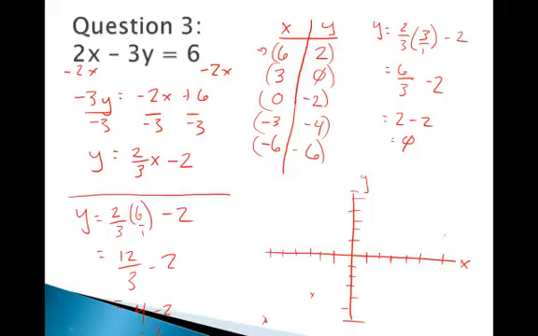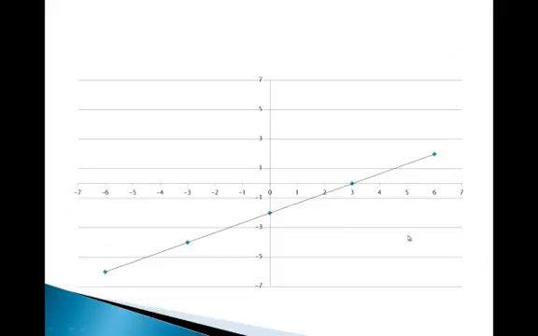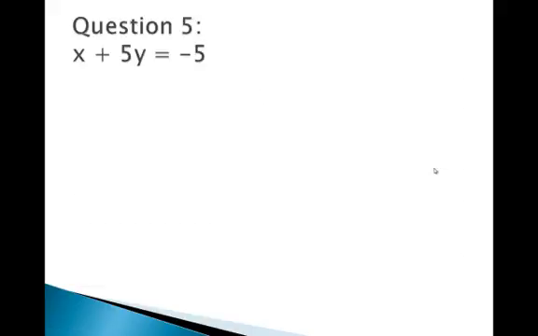And it looks like this program didn't like my dots here, so I actually have what the line is supposed to look like. So this is how your answer should look. Alright, so here in question 5, I asked you, from question 5 on, I believe, to solve the line equation by using intercepts.